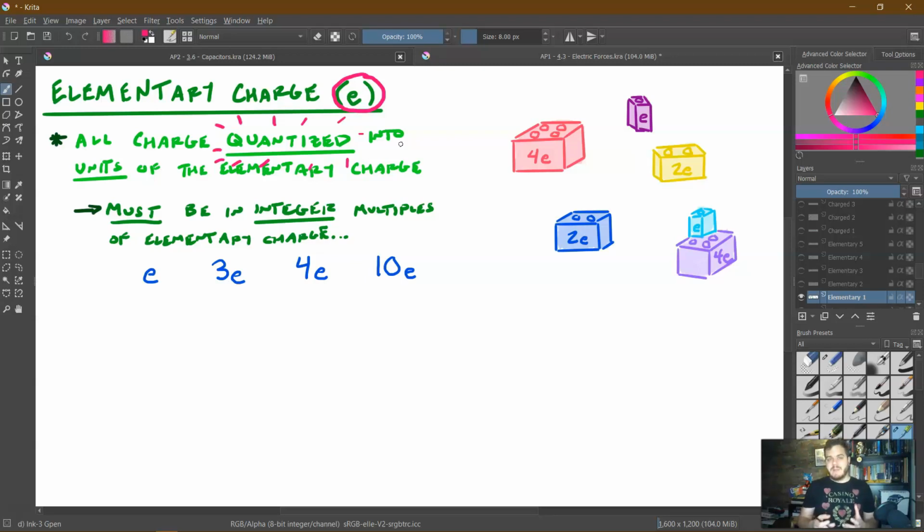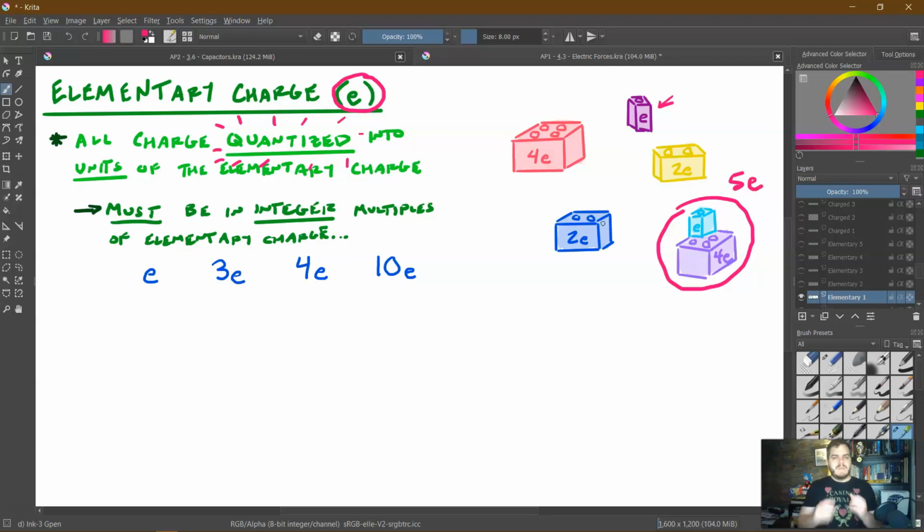Well, what that's telling us is, I want you to think about this like Lego blocks. If I look over here, if you have this little piece of Lego block, I'm going to label that 1e for the elementary charge. And I can have double of this, so 2e. I could have triple. I could have quadruple, as I do right here, which is 4e. And I can even start combining pieces together. So if I have 4e and 1e here, I could say, oh, this whole thing is 5e.